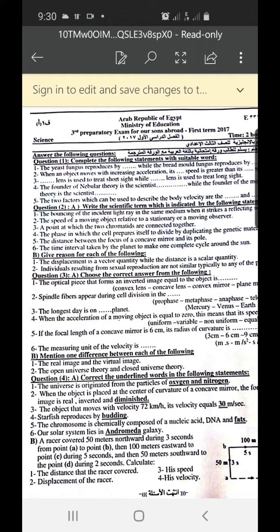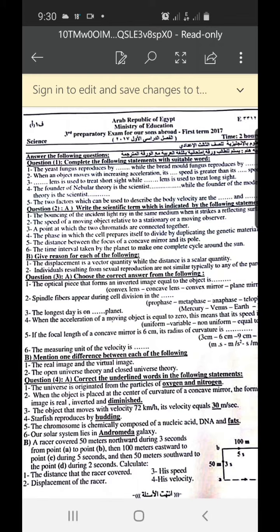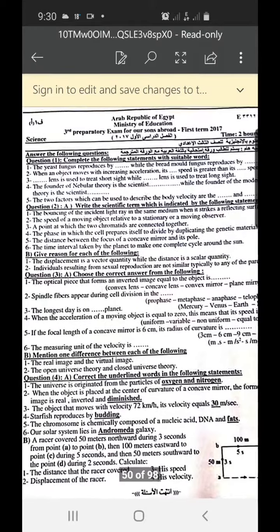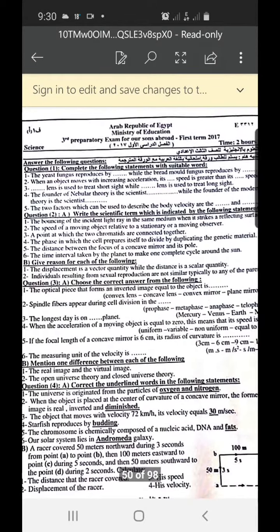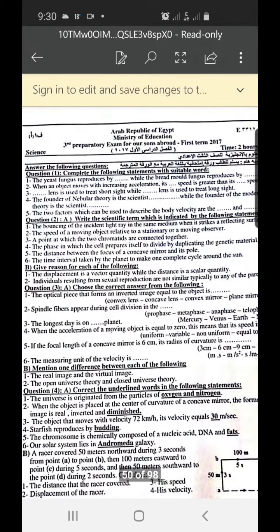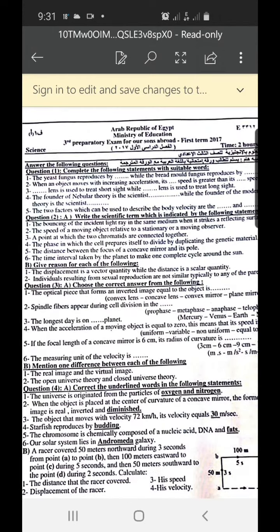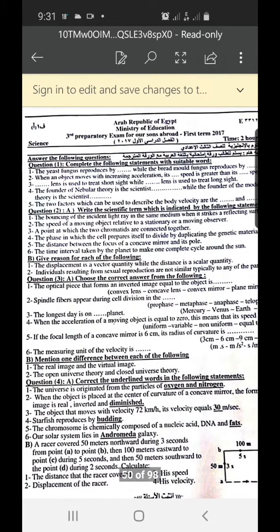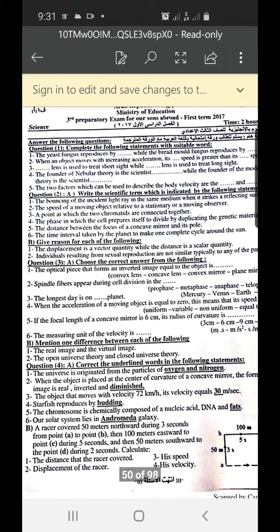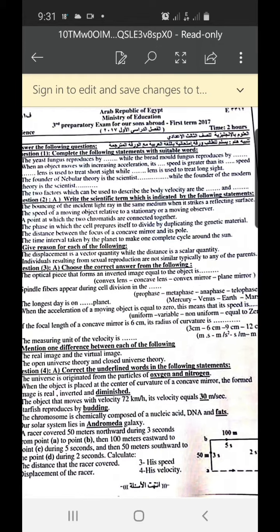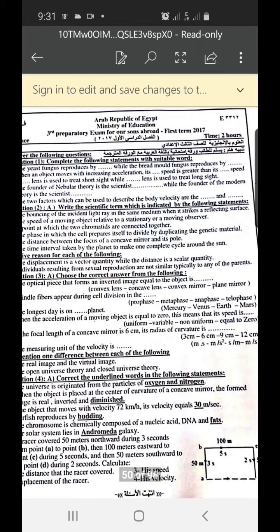Number 4, the founder of nebular theory is the scientist space, while the founder of modern theory is scientist space. The answer is the founder of nebular theory is the scientist Laplace, while the founder of modern theory is the scientist Fred Hoyle.